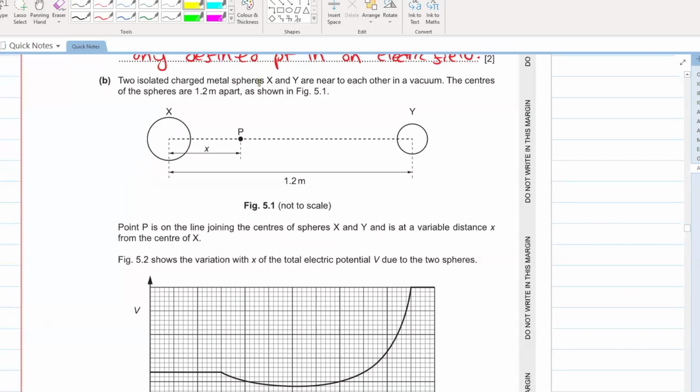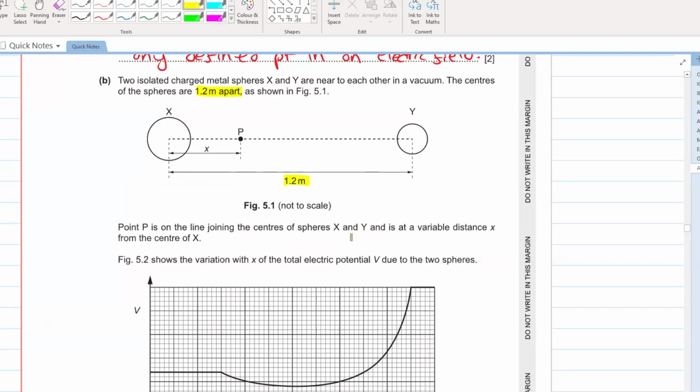Two isolated metal spheres, X and Y, are near to each other in a vacuum. The centers of the spheres are 1.2 meters apart. You can see this clearly, as shown in figure 5.1.